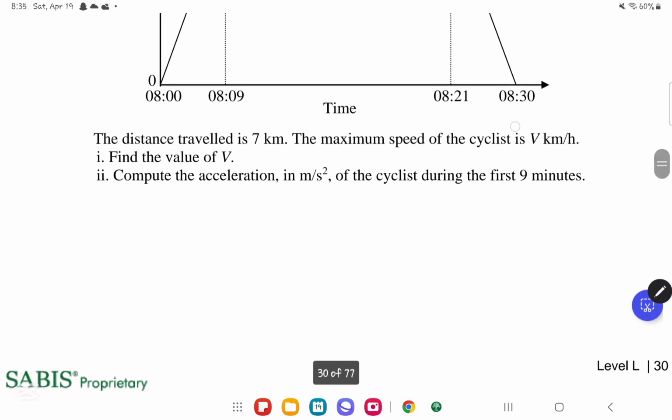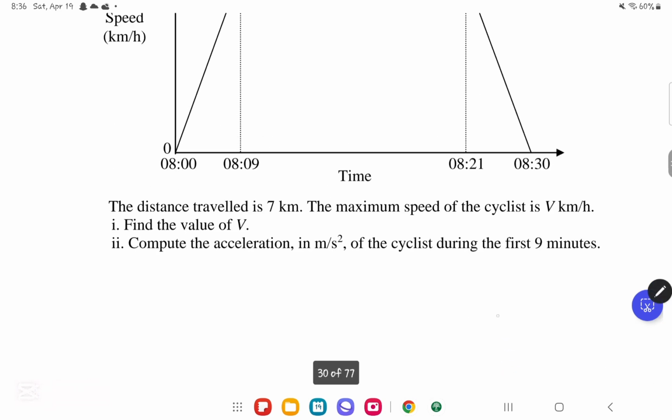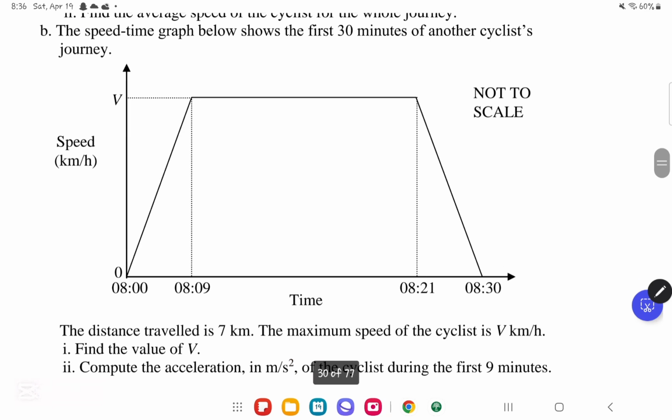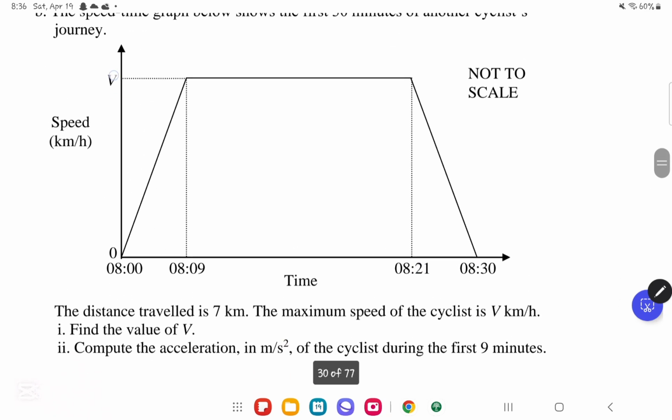We'll move on to part 2 of number 17. Compute the acceleration in meter per second squared of the cyclist during the first 9 minutes. We know acceleration, it is what? It is the slope of the graph. So if you find the slope of the graph, we know that v is now 20 kilometer per hour.